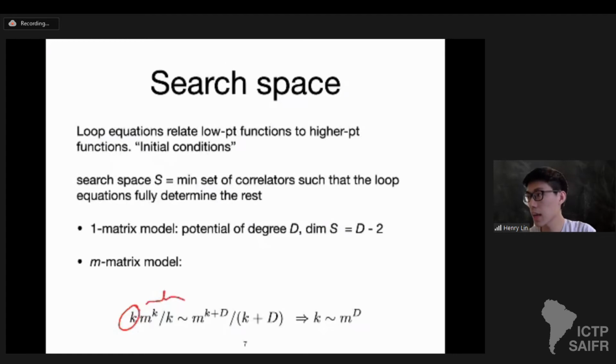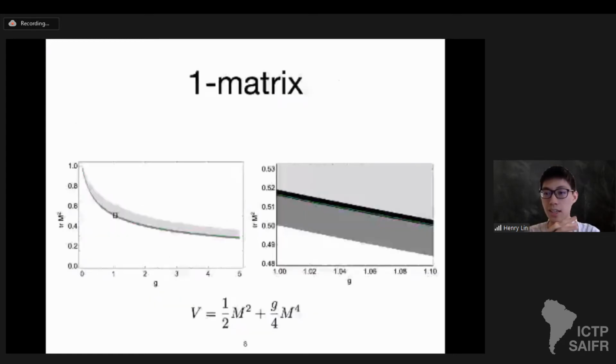Okay, so now I'm going to just try to apply this technology to the single matrix case first, where we can, of course, analytically solve it. But the idea is to test the constraints and see whether or not you actually get convergence to a solution. So let's start with a very simple matrix model, which is just 1/2 m squared plus a quartic term. And I'm going to assume now that the quartic term is positive.